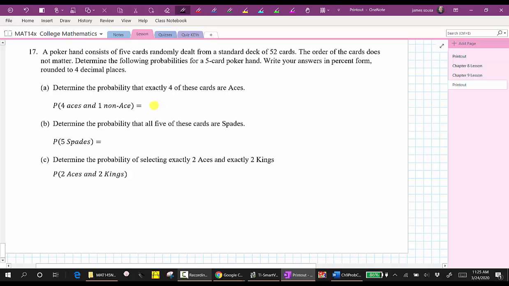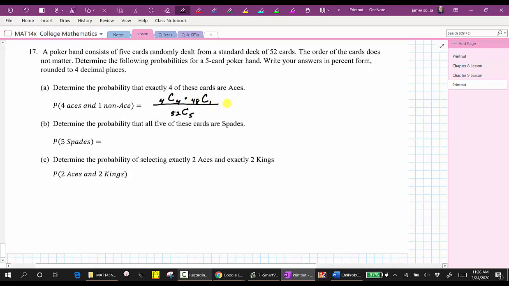Let's begin with the denominator, which is the number of ways 5-card hands can be dealt from 52 cards, which should be 52 choose 5. And now for the numerator, we want to find the number of ways 4 aces can be dealt and 1 non-ace. Well, the number of ways 4 aces can be chosen is 4 choose 4, because there are 4 aces and you're choosing all 4 of them. And then we have times the number of ways of choosing one non-ace. There are 48 cards that are not aces. The number of ways of selecting one non-ace is 48 choose 1.